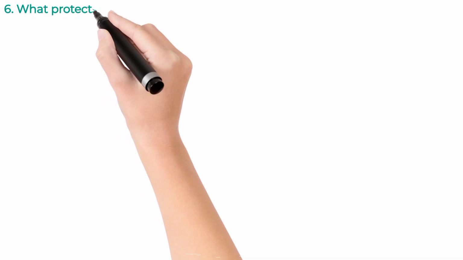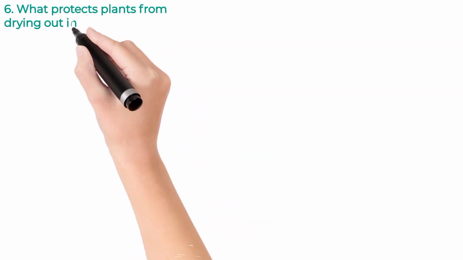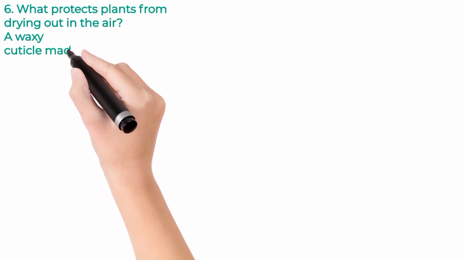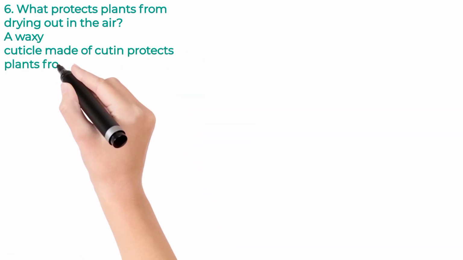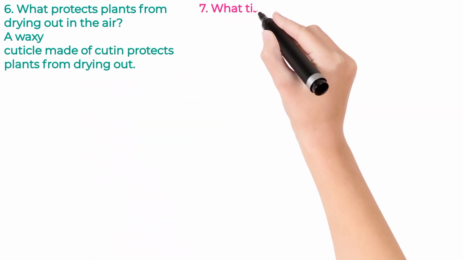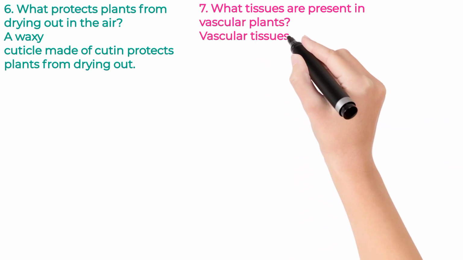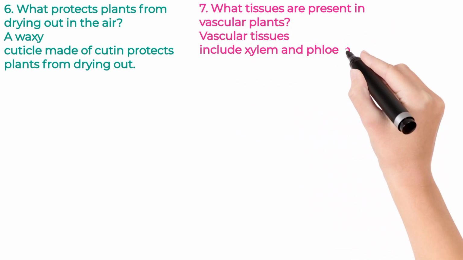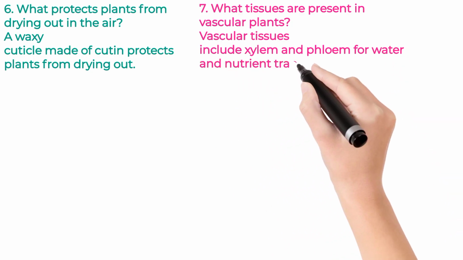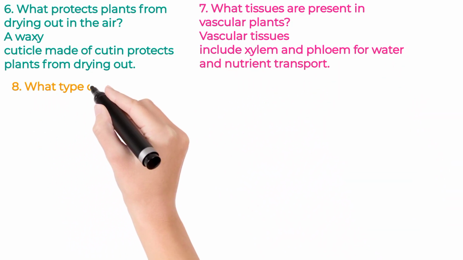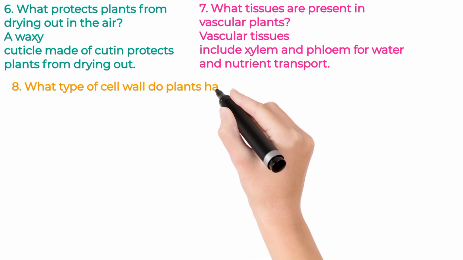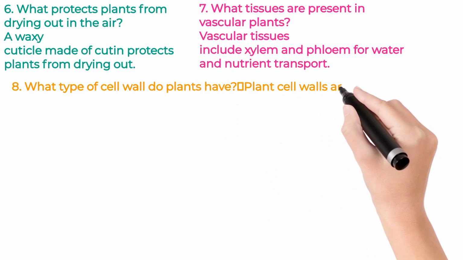6. What protects plants from drying out in the air? A waxy cuticle made of cutin protects plants from drying out. 7. What tissues are present in vascular plants? Vascular tissues include xylem and phloem for water and nutrient transport. 8. What type of cell wall do plants have? Plant cell walls are rich in cellulose.